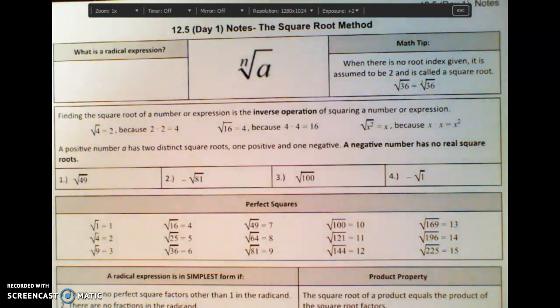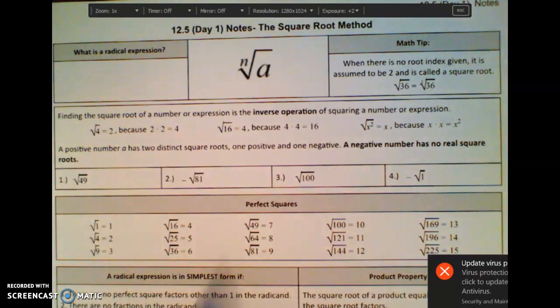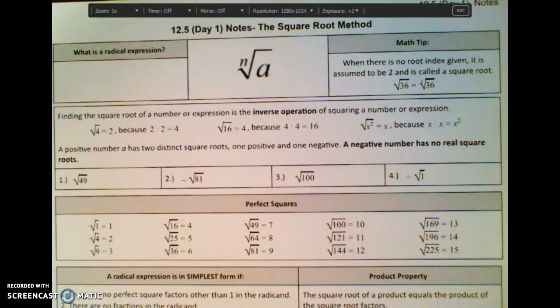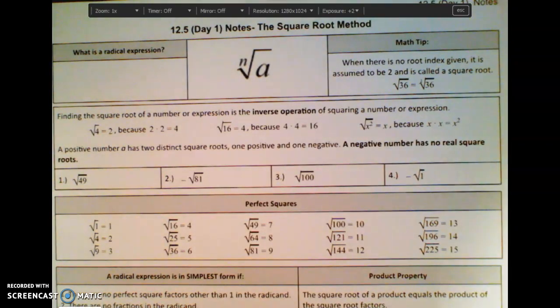Alright, we're starting 12.5 Day 1 Notes, the square root method. Once we learn how to deal with these square roots or radicals, then we will be able to solve different types of equations other than just quadratics. So first of all, what is a radical expression?